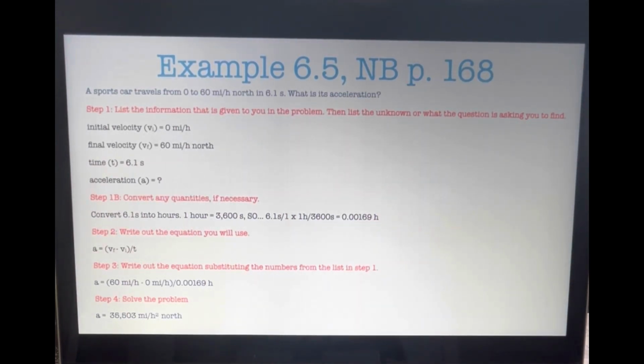0.00169 hours. All right, step 2, write the equation you will use. It's the same acceleration formula we've been using. Step 3, substitute the numbers in. And then step 4, solve the problem. All right, 35,503 miles per hour squared. That's a big number. Since the car's speed increased, the acceleration and velocity have the same direction. Therefore, the acceleration is 35,503 miles per hour squared north.